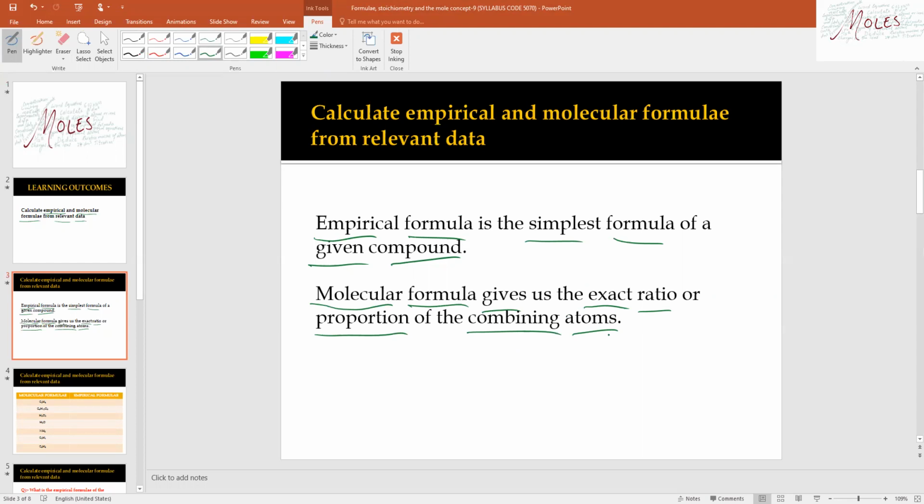Let me write here. Empirical formula gives the simplest combining ratio of different atoms.